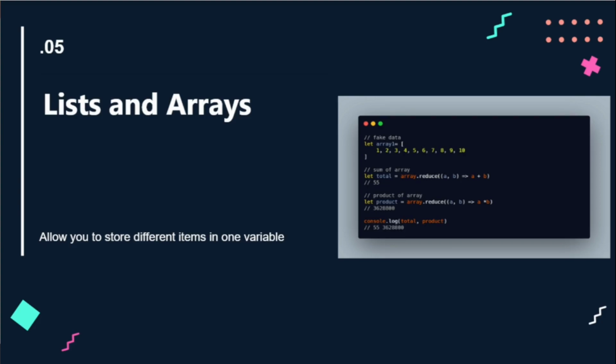Another data type that we did not discuss earlier on is arrays and lists. Arrays and lists are a common data type used to store multiple values in a single variable. They allow you to work with a collection of data, such as a list of numbers. On the right, you can see an array known as array 1, which has an array of numbers from 1 to 10. That is an example of an array.